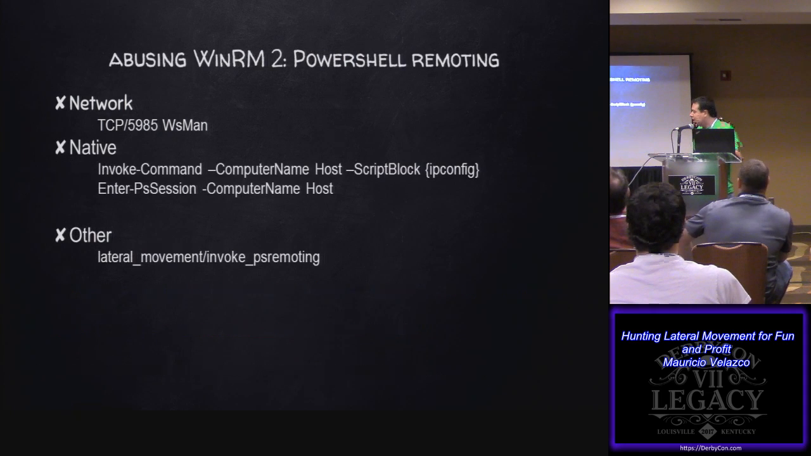There's another way of abusing WinRM by PowerShell remoting. You can execute PowerShell scripts remotely, once again, over WinRM, and you can do this through PowerShell with Invoke-Command. And PSSession is pretty cool because it's kind of like SSH for Windows. If you have it enabled, it's kind of like getting a shell. And then Empire implements this technique.